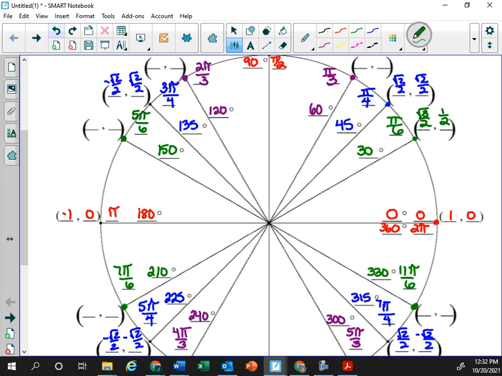Do you now know the second, third, and fourth quadrant green coordinates? Yeah, the x is negative over here, so negative root 3 over 2, 1/2. Third quadrant, they're both negative. Negative root 3 over 2, negative 1/2. Fourth quadrant, you'd have positive root 3 over 2, negative 1/2.